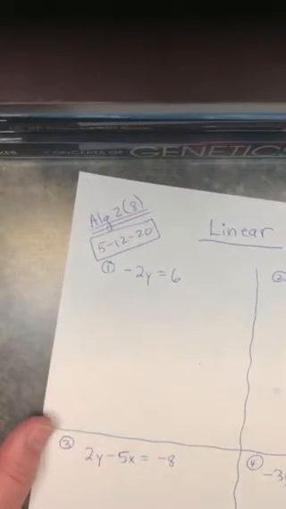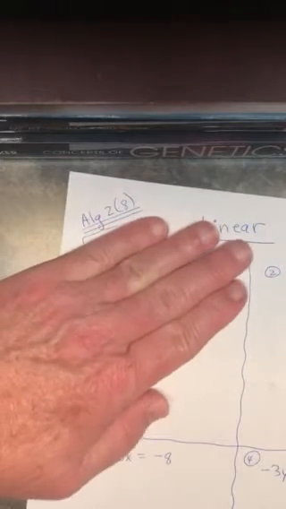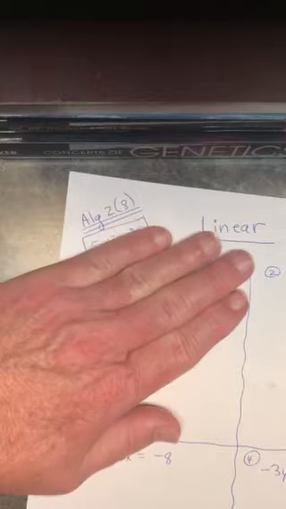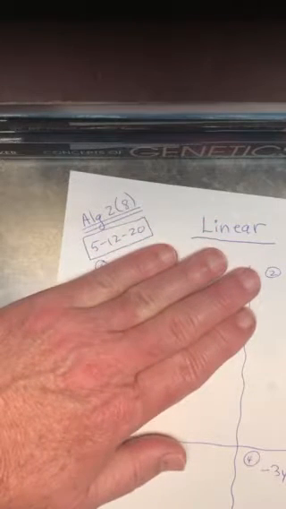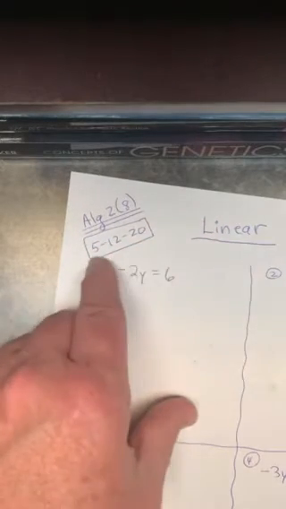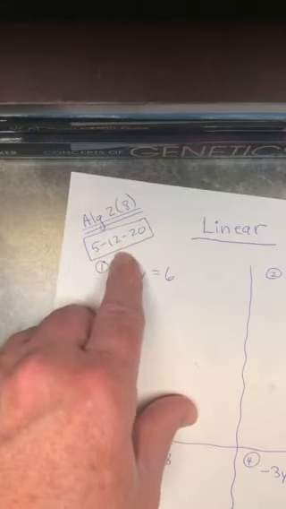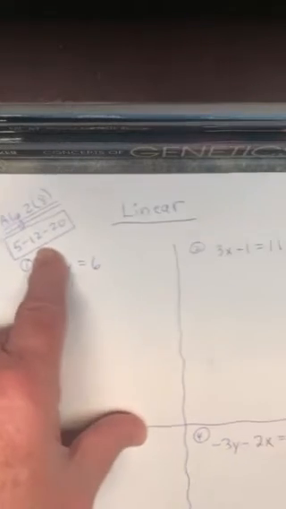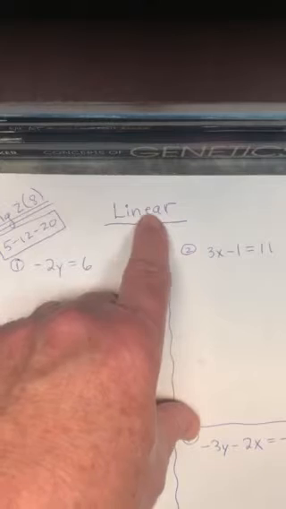Okay, guys, we are in Algebra 2, Mod 8. Today is Tuesday, May 12th. All right, Tuesday, 5/12/20, top left corner of your paper. The title just says linear.